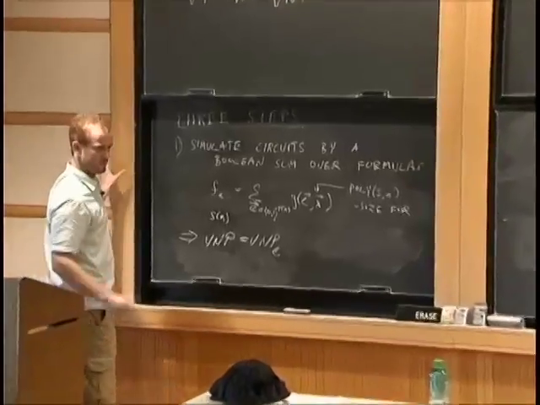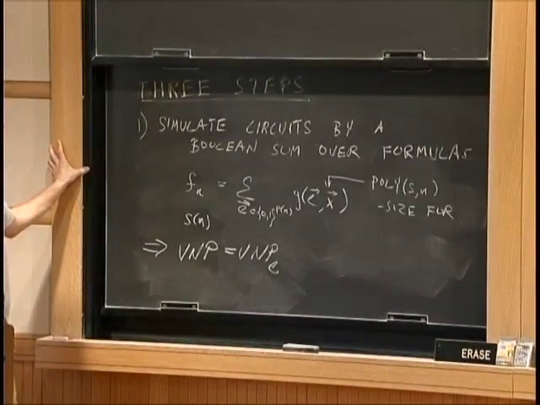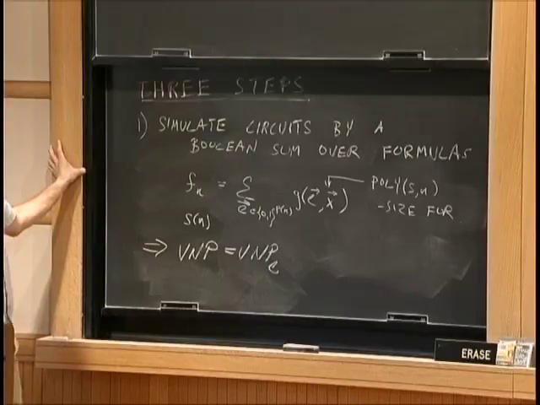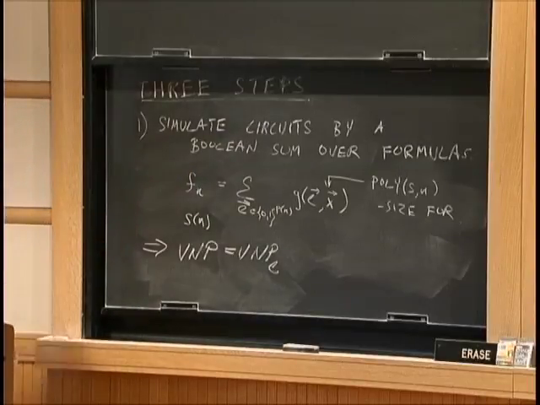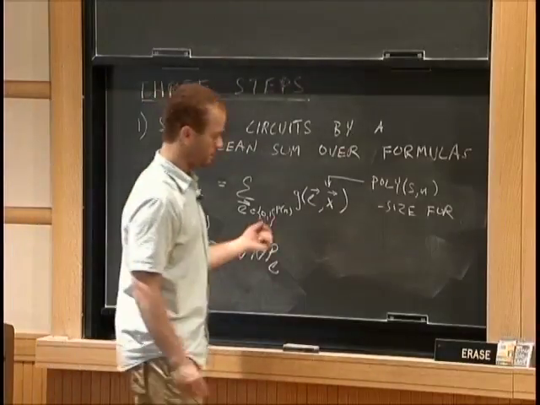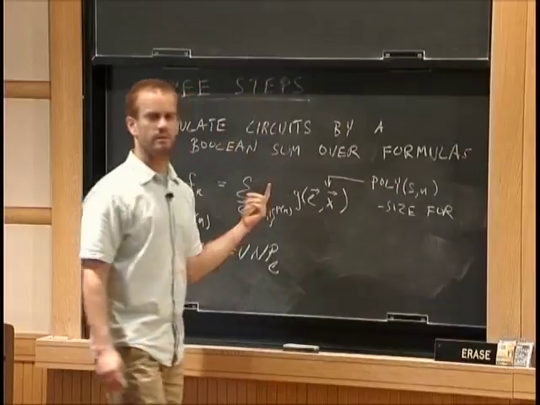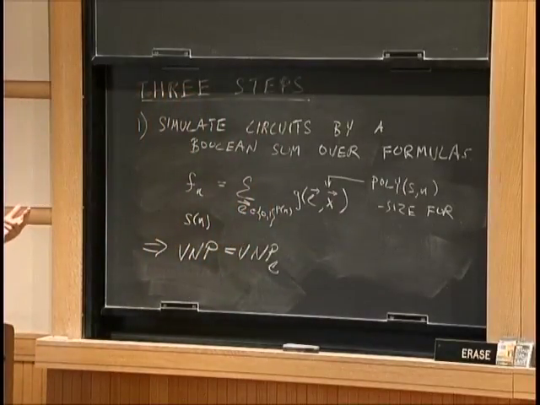Okay, so we now want to simulate a polynomial size circuit by a Boolean sum over a polynomial size formula. Maybe I should mention that it seemed that the paper of Valiant had some leaps of faith in it, and then some people filled these gaps. I think one of them is Joachim von zur Gathen, and then other proofs were found by Peter Bürgisser and some other people.